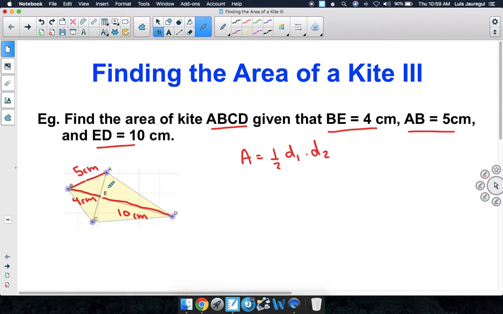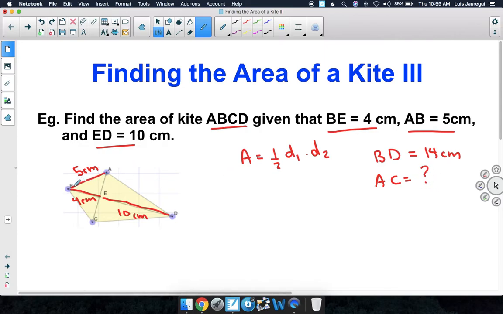By the segment addition postulate, we can say that BD is equal to 14 centimeters, since we can add 4 centimeters plus 10 centimeters. So let's go ahead and say that: BD is equal to 14 centimeters. And now we need the other diagonal, which is AC. That's the unknown for now, and we need to figure out the actual length of that segment.